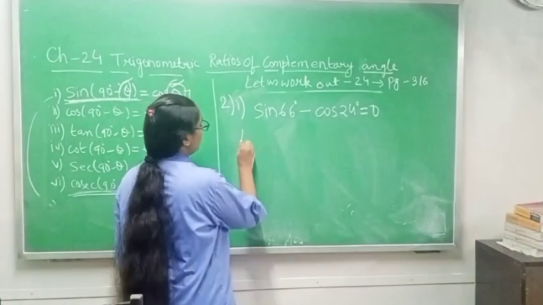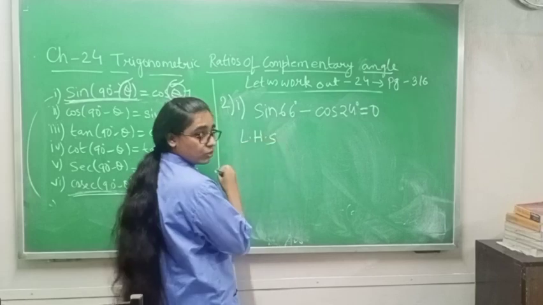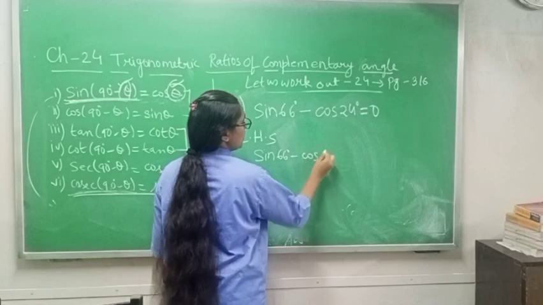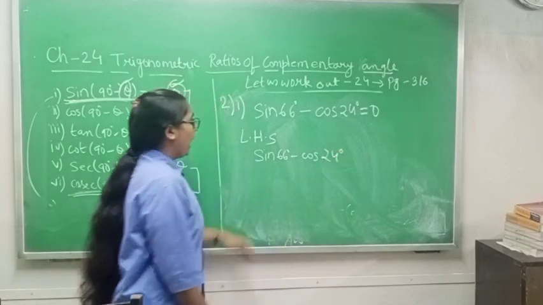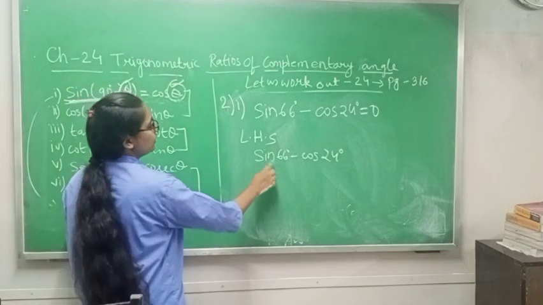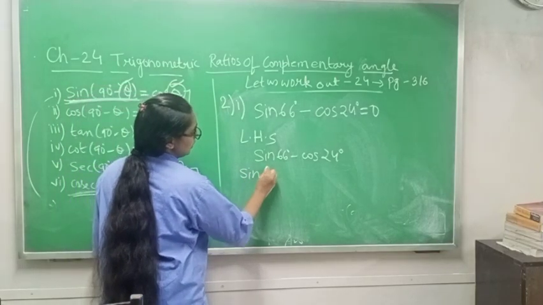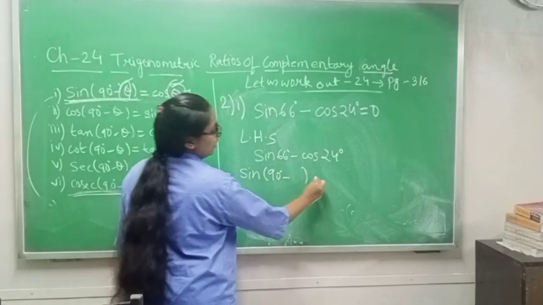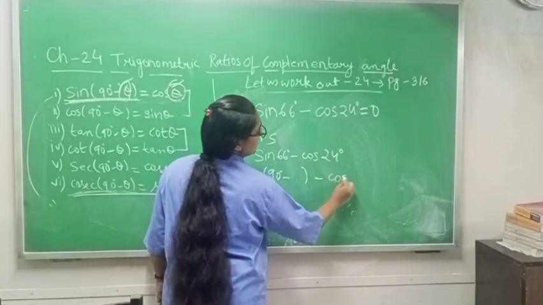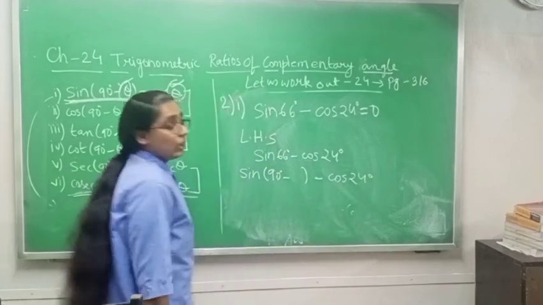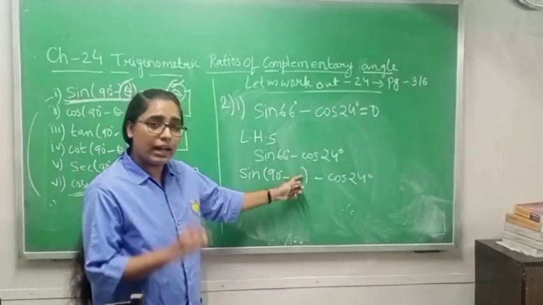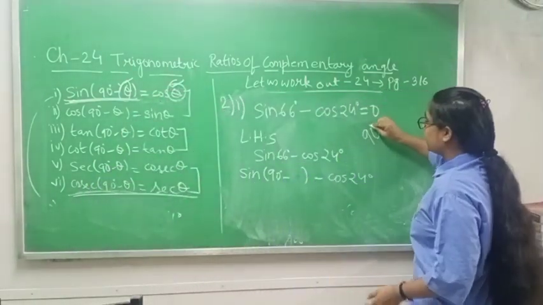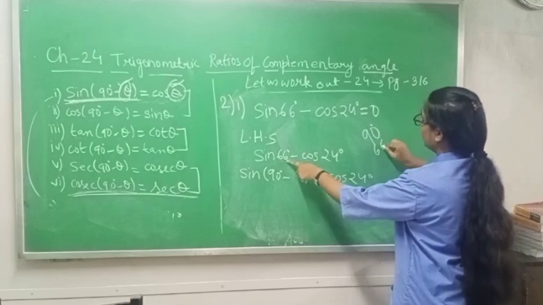So first of all, I will write LHS. Then sin 60° − cos 24°. Now I want to change this one. So what I will write here is sin(90° − any angle). Which angle we will write, I am telling you, and this one we will write as it is, cos 24°. Now see, in this theta place we have to write one angle. How will we write it? First, we do 90° minus this angle.